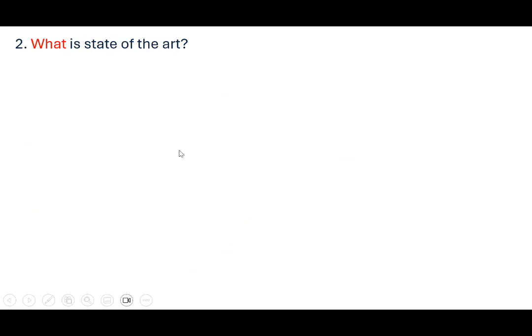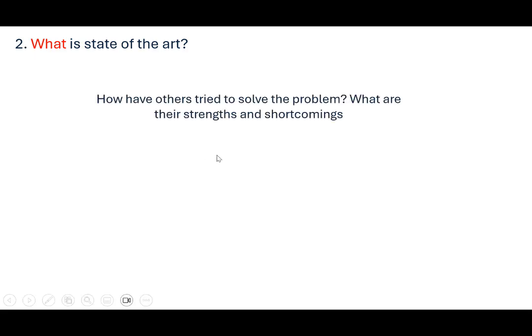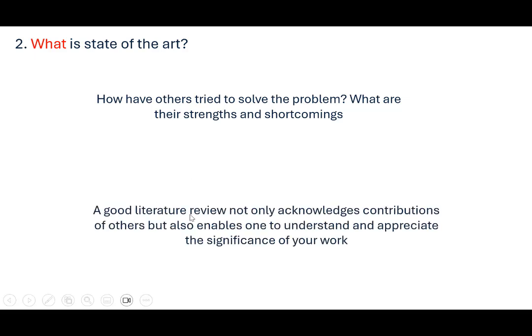The next part is, what is the state of the art? Very seldom are you solving a problem that nobody has really solved, right? Most of the problems that you're going to attack, lots of people have worked on, right? And it's important that you talk about what others have said. How have others tried to solve the problem? What are their strengths and shortcomings? It's very important that you do that. A good literature review not only acknowledges the contributions of others.